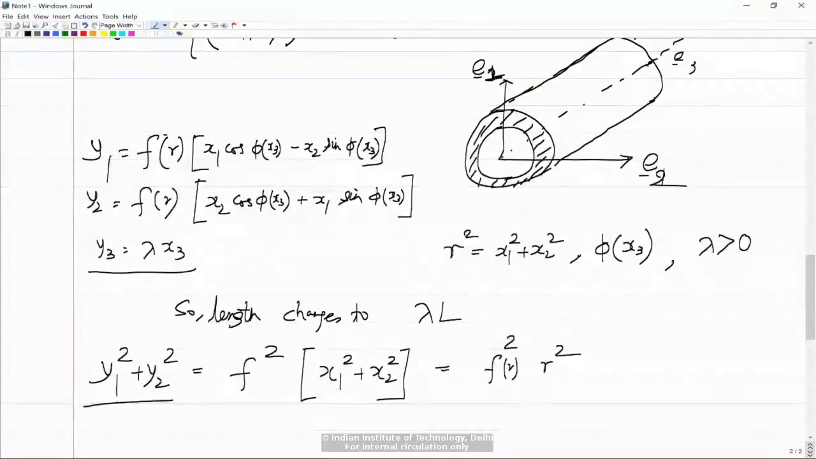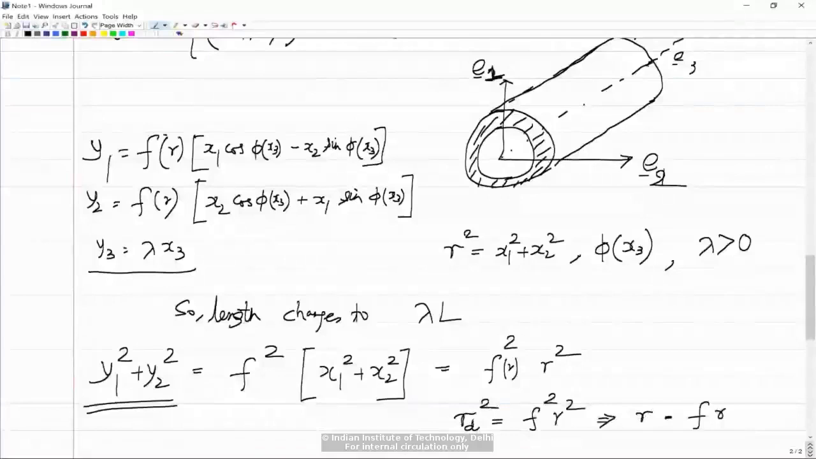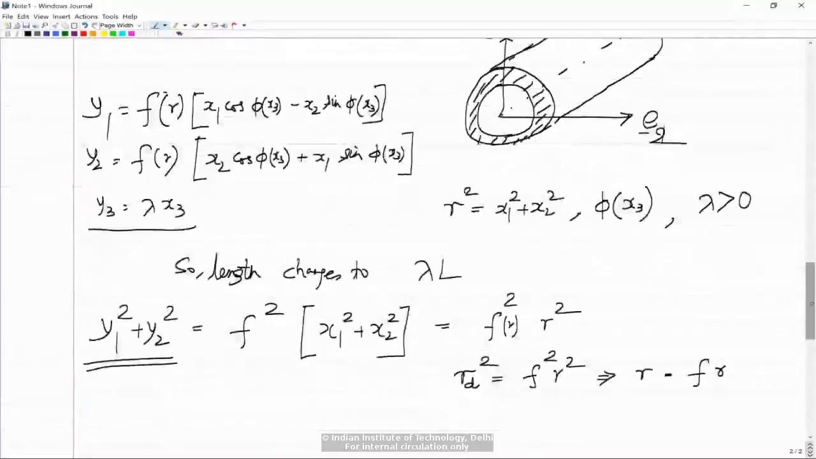And what is y1 square plus y2 square? That's like the cylindrical radial coordinate once the body has deformed, isn't it? So suppose I denote that by RD. So RD square is equal to f square into r square, D for deformed. So that means RD is f into r. Can you see what is happening to the radius of the cylinder?